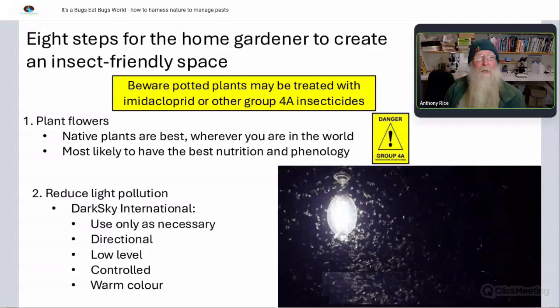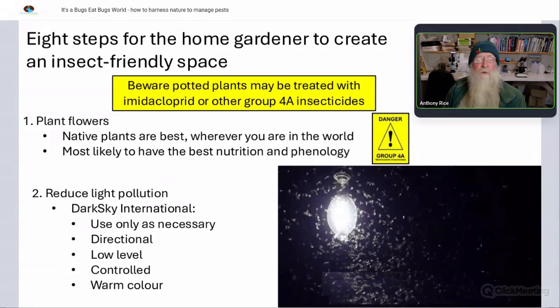So the second thing we can do is reduce light pollution. Dark Sky International are actually a bunch of astronomers, and they've come up with some ways that we can reduce light pollution, and it's become accepted by various groups. Entomologists and insect ecologists agree that they're pretty useful ways. It's become a bit of an international standard of how we can reduce light pollution.